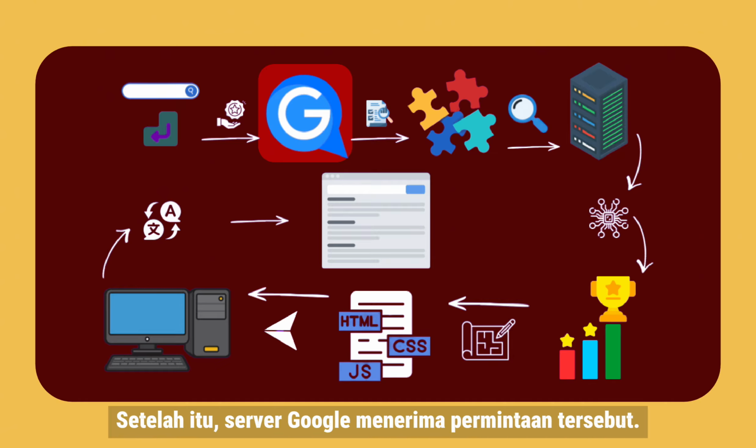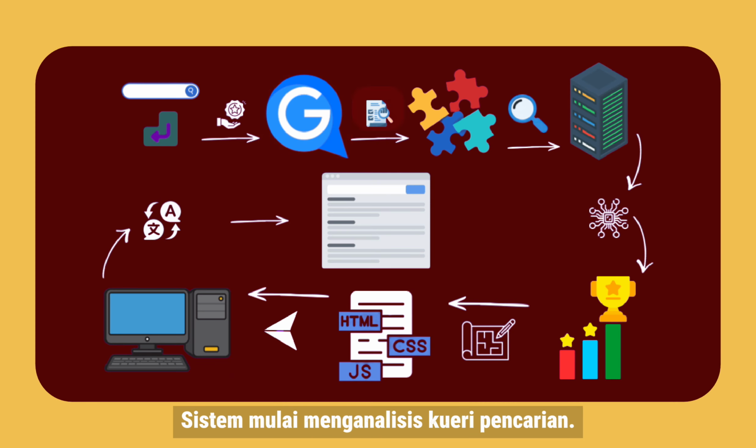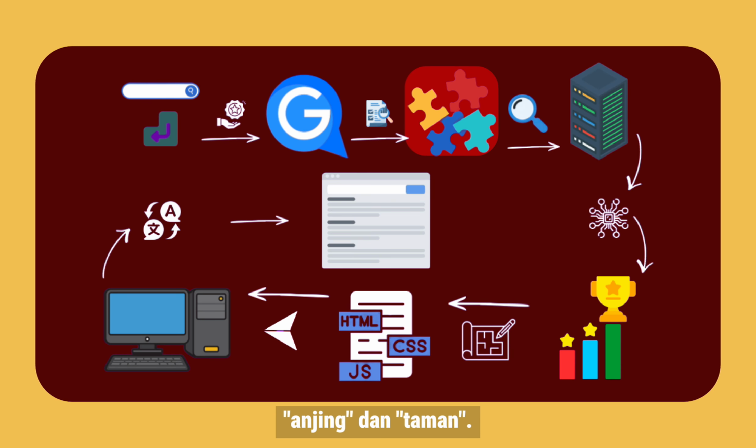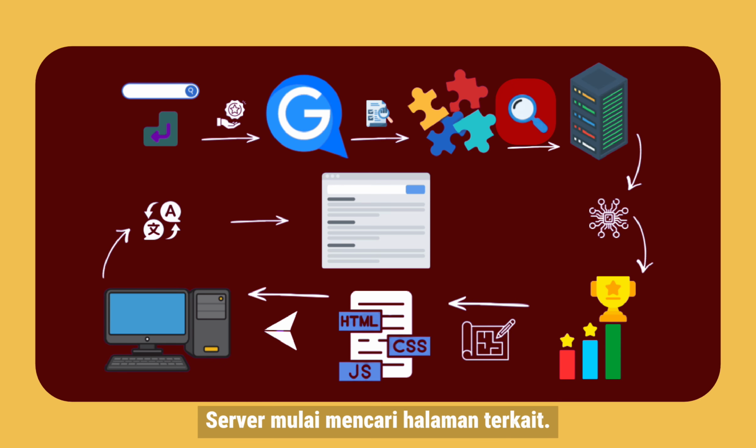After that, Google servers receive the request. The system begins analyzing the search query. With tokenization, the phrase dog parks is broken into keywords, dog and parks. The server starts searching for related pages. Google searches its massive database called the search index.